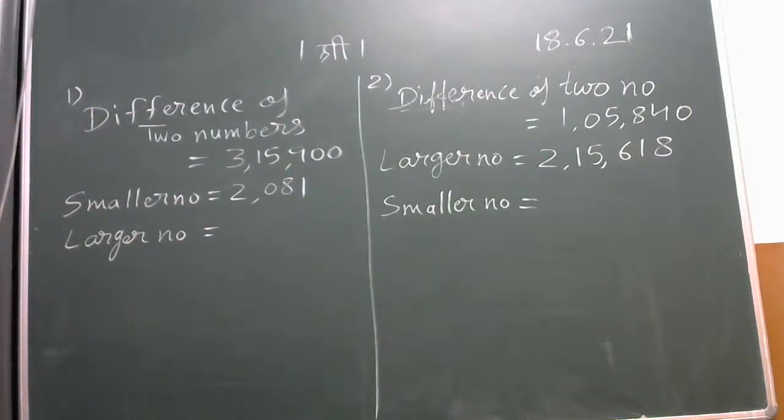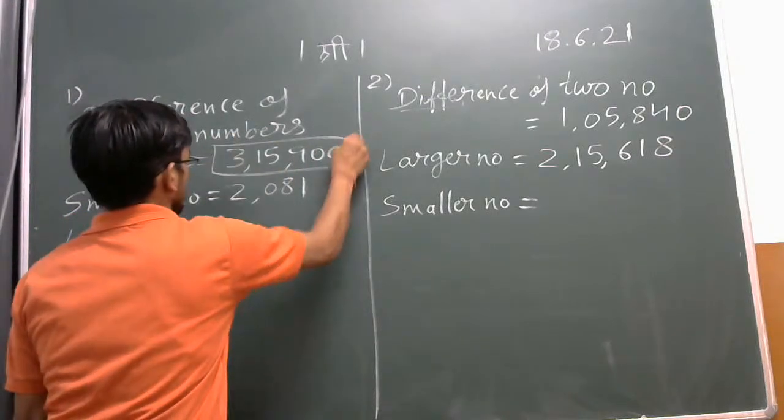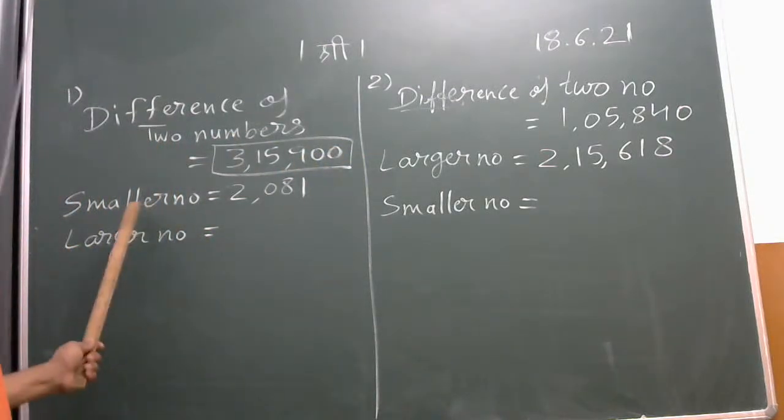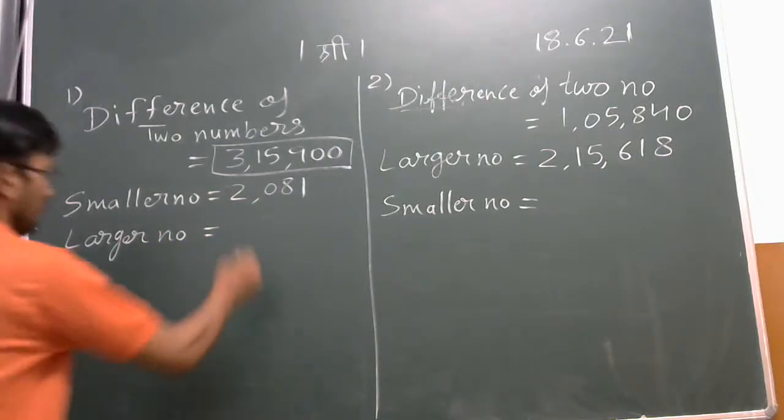Fine. So there are two questions on the board. You can see, all of you note down the questions and start solving. Difference of two numbers. There are two numbers whose difference is given, and the smaller number is 2081. What is the larger number?